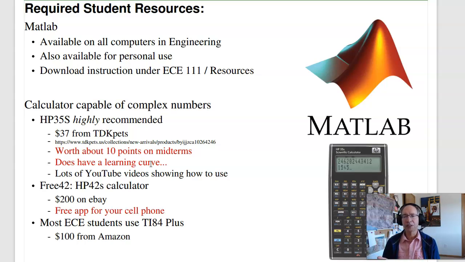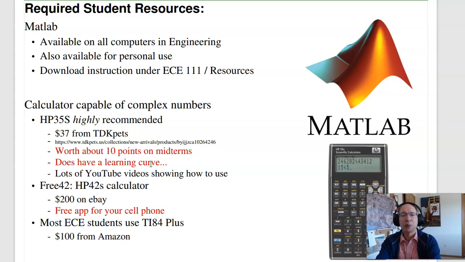So complex numbers are something electrical and computer engineers live and breathe. You need a calculator that can do complex numbers. HPs do that really, really well. And my opinion is that HP calculators are worth about 10 points on midterms. A midterm is a race. You're trying to get to the end in 50 minutes. Having a calculator that doesn't fight you is worth points. Again, I'm serious when I say the HPs are worth about 10 points in midterms.